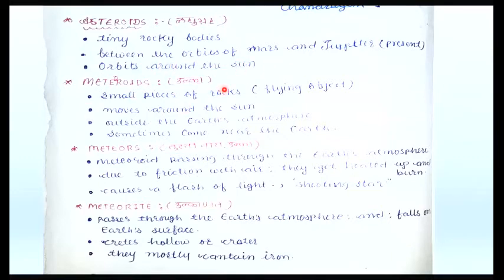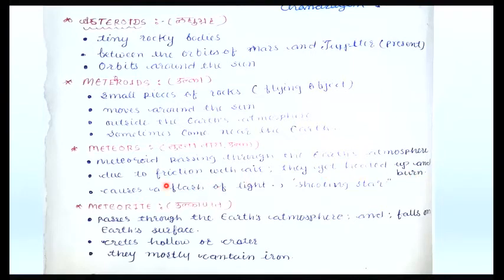Okay, now meteoroids, these are small pieces of rock. Rockets in the sense that they fly, we see them flying in the sky. Okay, therefore they are called rocks. They move around the sun outside the earth's atmosphere. Okay, sometimes they come near to the earth. हम देखते हैं टूटता तारा. Okay, these are meteors और टूटता तारा इसी को हम कहते हैं. Meteoroids passing through the earth's atmosphere, due to friction with air, get heated and burn.